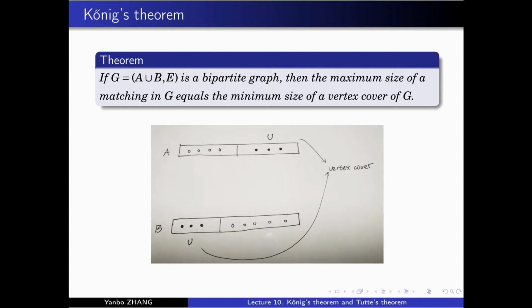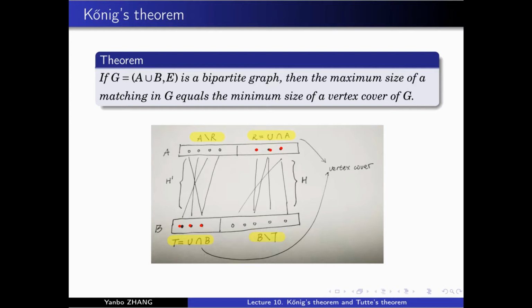Here is the cover U. It has some vertices in A and some vertices in B. We let R denote the intersection of U and A, and let T denote the intersection of U and B. Then the other part of A is A minus R, and the other part of B is B minus T. All these are just notations to make the problem clearer.